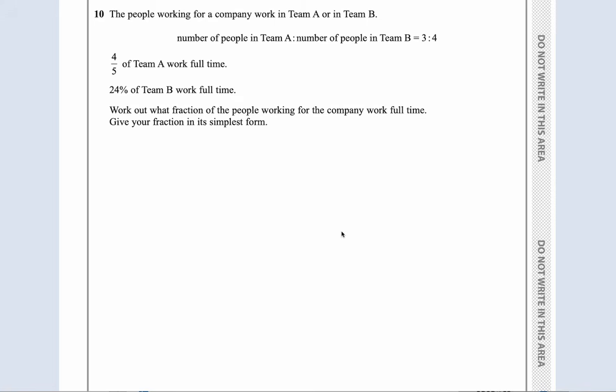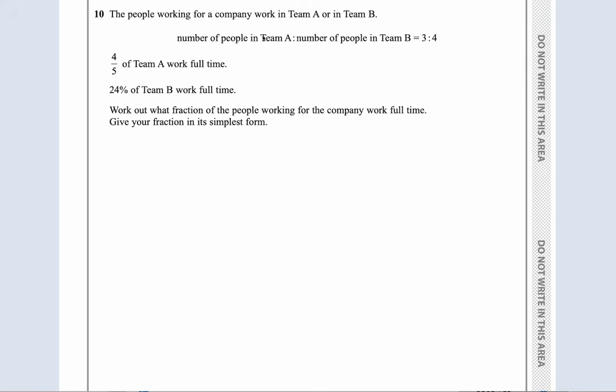Question 10. The people working for a company work in Team A or in Team B. The number of people in Team A to Team B is 3 to 4. 4/5 of Team A work full-time. 24% of Team B work full-time. Work out the fraction of the people working for the company who work full-time. Give your answer as a fraction in its simplest form. Right? These questions, guys, are often quite difficult.